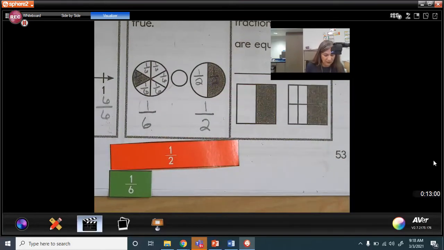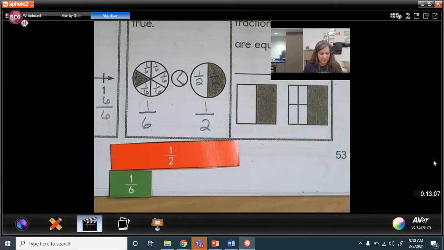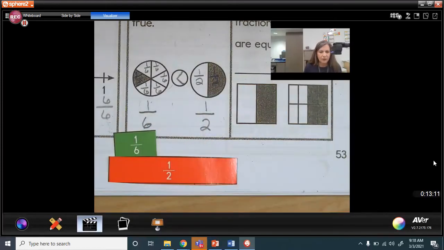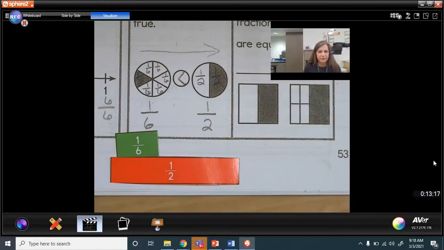But remember, we read like a book. So one of my 6 pieces is less than one of my half pieces. So really, I'm looking at it more like this, right? I'm looking at the 6th first and then the half and reading it like a book from left to right.